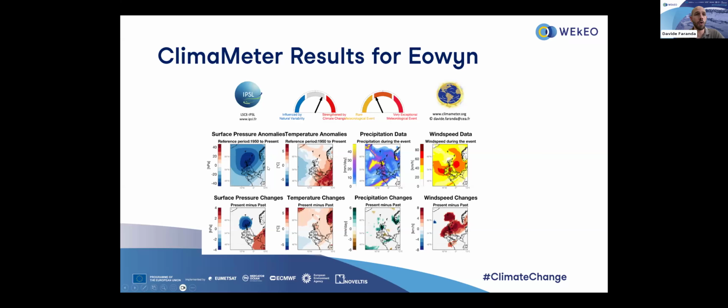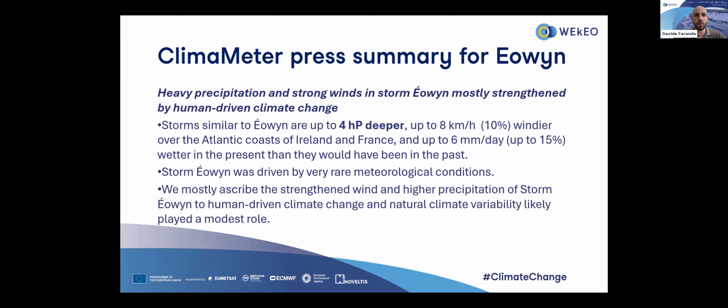The plots are always presented in the same way. They contain again the results that I have shown. So the first row this time is for the event itself. We have pressure, temperature, precipitation, and wind during the event. And the second row is the changes that I have already commented on, showing deeper pressure, higher temperature, stronger precipitation, and increased wind speed. So we give all of this to the press.